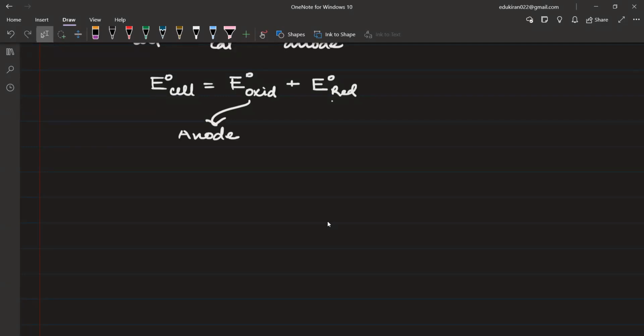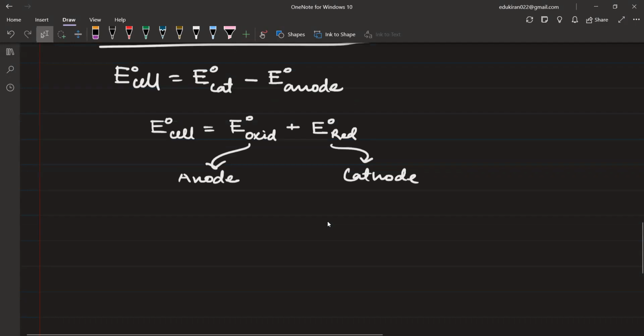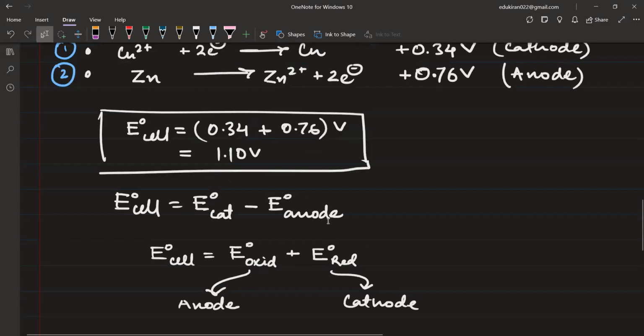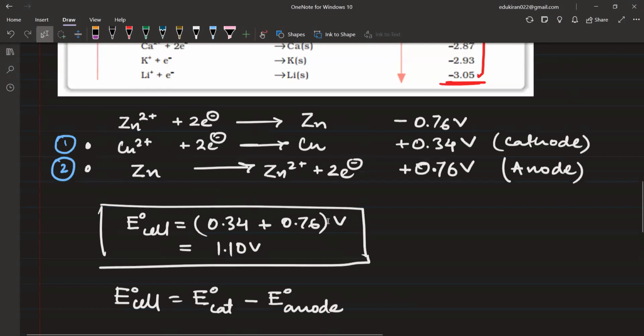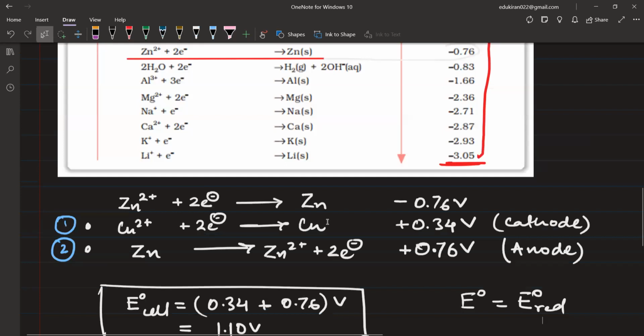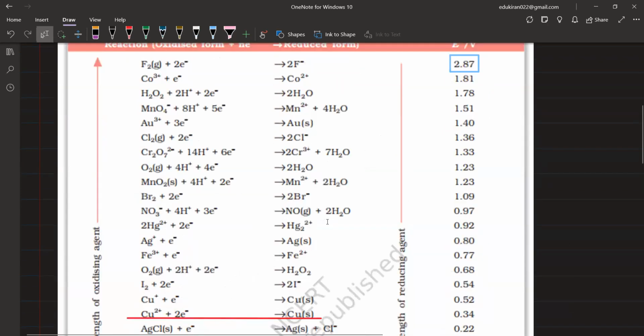And E naught reduction of whose? Whatever is in cathode. As you can see here, we have not taken the E naught for E naught. That means standard electrode potential is reduction potential. If you remember from last class, the E naught of a particular thing, it is E naught reduction only. If I write E naught, that means it is E naught reduction. And all of these values, you have seen, are reduction potentials. All of these values that IUPAC gives us is reduction potential.